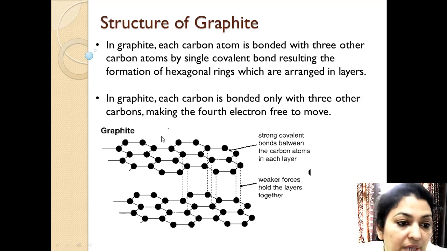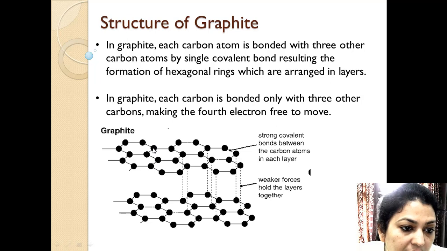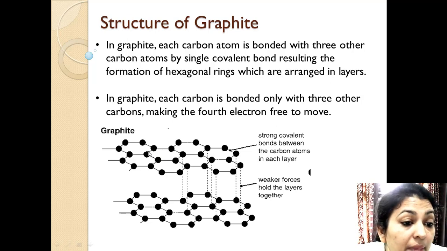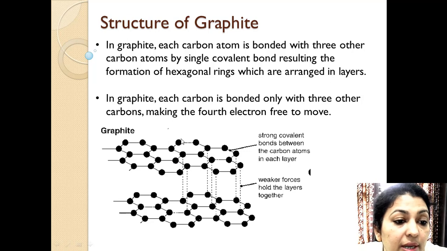I'll show you from the diagram. See here, let's take this carbon atom. It is connected to 3 other, 1, 2, 3, isn't it? 3 other carbon atoms. Similarly, in this way, continuous formation of this type of bonding makes hexagonal arrays. See here, this is a hexagonal array. A lot of hexagonal arrays you can see in the structure of graphite.